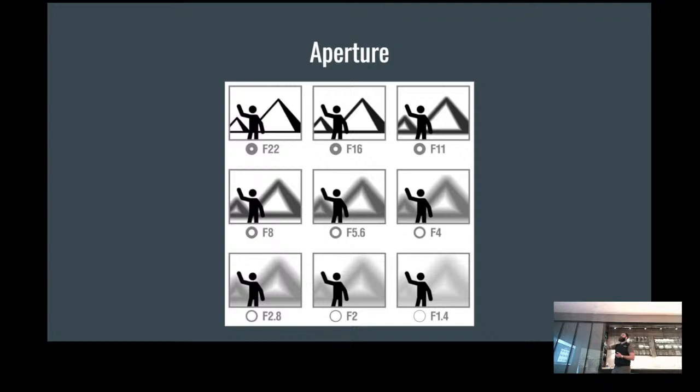So we can see at f22, we can see the entirety of the picture. f16 is still looking pretty good. At f11, we're starting to blur things out. Now the stuff in the background is starting to get a little more hazy, to the point where at f8, f5.6, f4, it's getting lighter and lighter and falling into the background where we no longer can really see it. And by the time we get to f1.4, we can barely make out that there are any pyramids behind our waving subject matter.